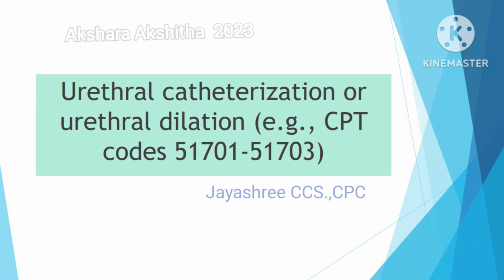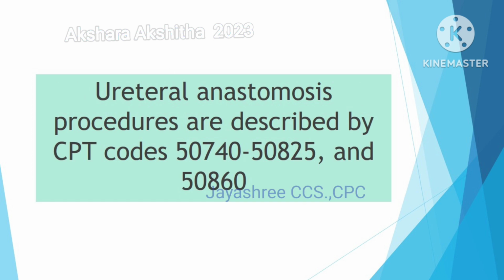Then when ureteral catheterization or ureteral dilation, CPT codes 51701 to 51703, is necessary to complete a more extensive procedure, the ureteral catheterization or dilation CPT code should not be reported separately. Okay. Then ureteral anastomosis procedures described by CPT codes 50740, 50825 and 50860, in general, represent mutually exclusive procedures that are not reported together.